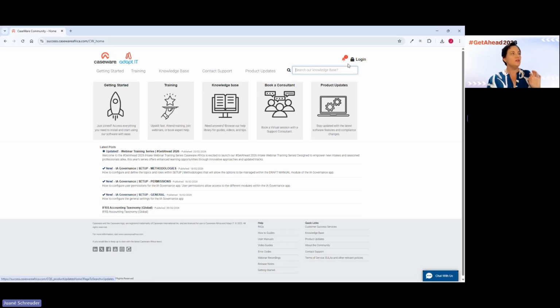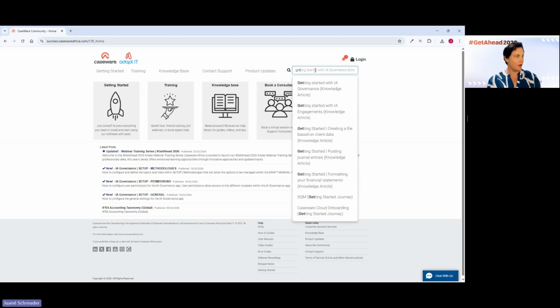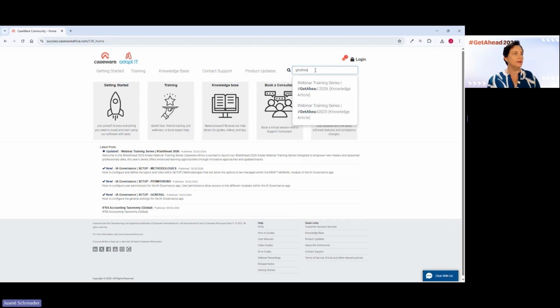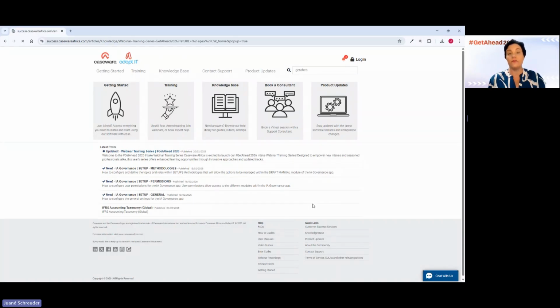So either you can go and type in there, get ahead. Let me type in get ahead, and there you will see the series for Get Ahead 2026, right? So in the search bar, or otherwise what we can also see is just this morning we also made some changes, so they just updated right at the top. Now you can see the page as well. So if you click on either of those two links, it will also take you to this same page where we were just now from the QR page.